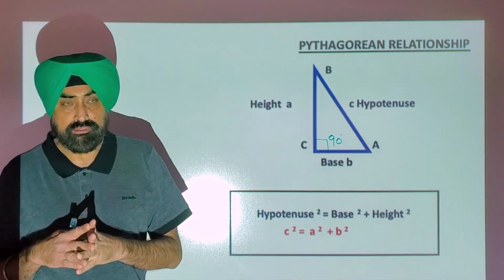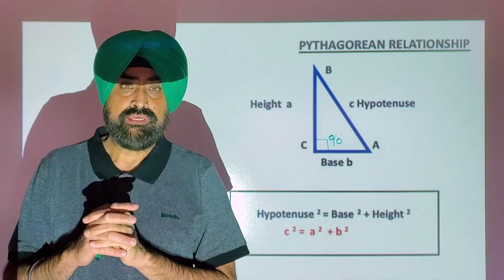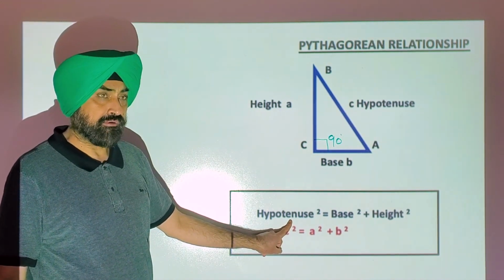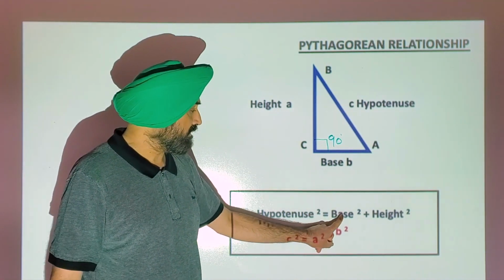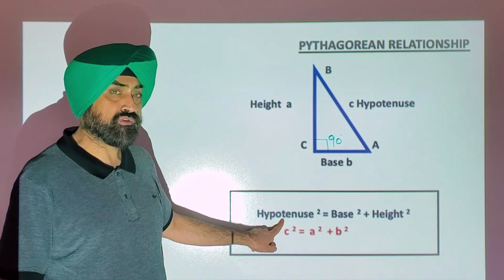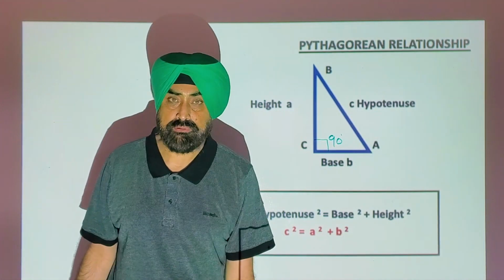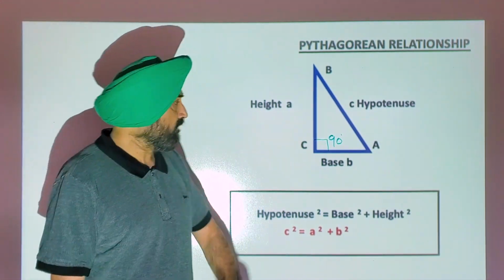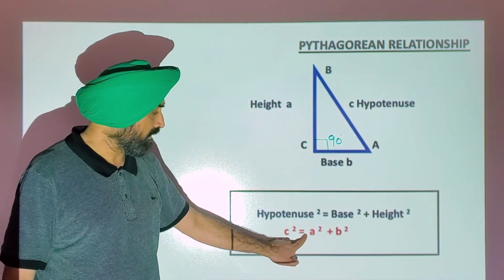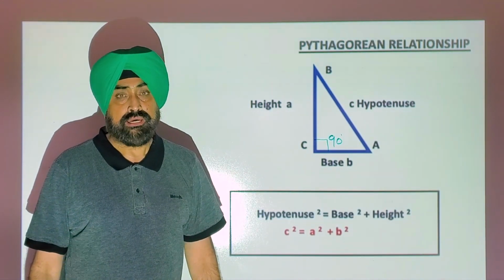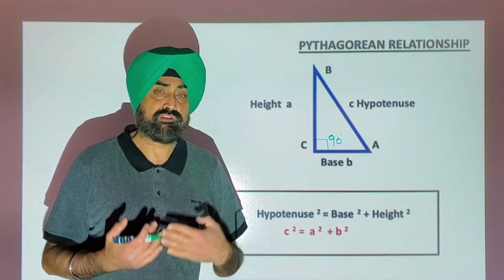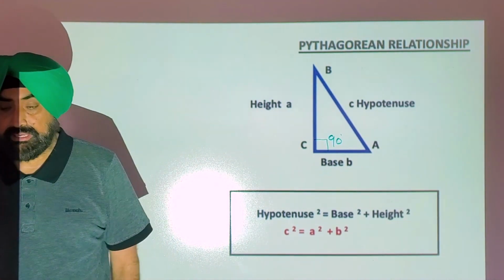According to Pythagoras, the mathematician, the square of the longest side, meaning hypotenuse square, is equal to the sum of the squares of the two smaller sides. So that means hypotenuse square is equal to base square plus height square. Or if this is A, this is B, and this is C, we can write C square equals A square plus B square. Remember, only if it is a right angle triangle. If it is not a right angle triangle, we cannot use it.